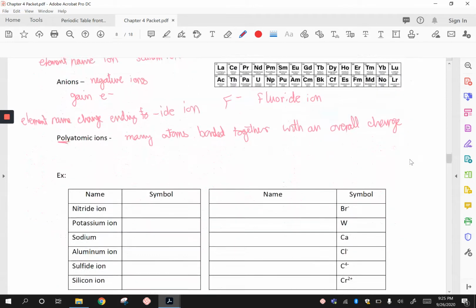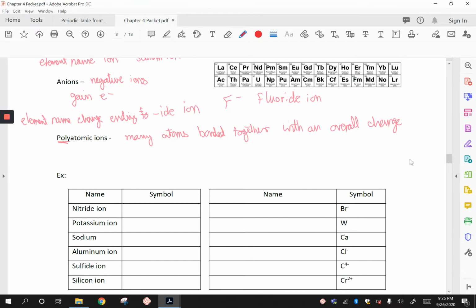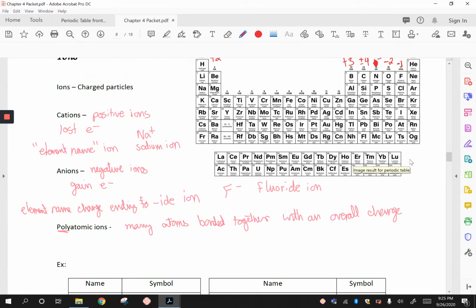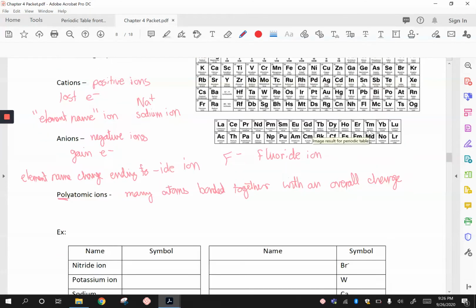So let's try here. So nitride ion. Nitride, where do you think that comes from? Nitride comes from nitrogen. So nitrogen is right here. So we said on the periodic table, it goes +1, +2, +3, ±4, -3, -2, -1. So nitrogen, the nitrogen family is -3. So nitride would be N with a 3-. You put the charge in the upper right corner.